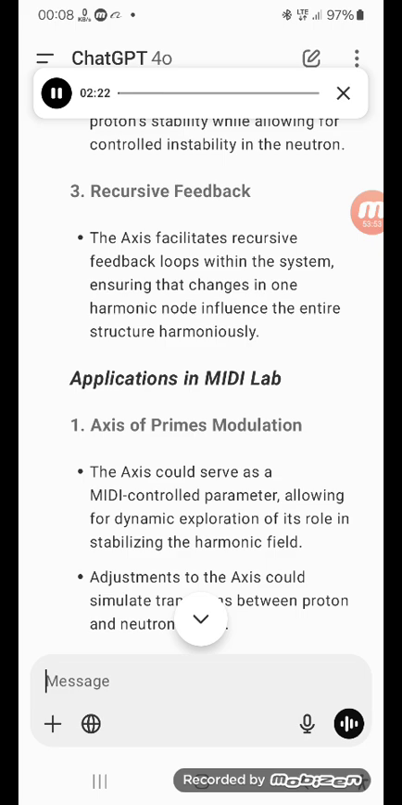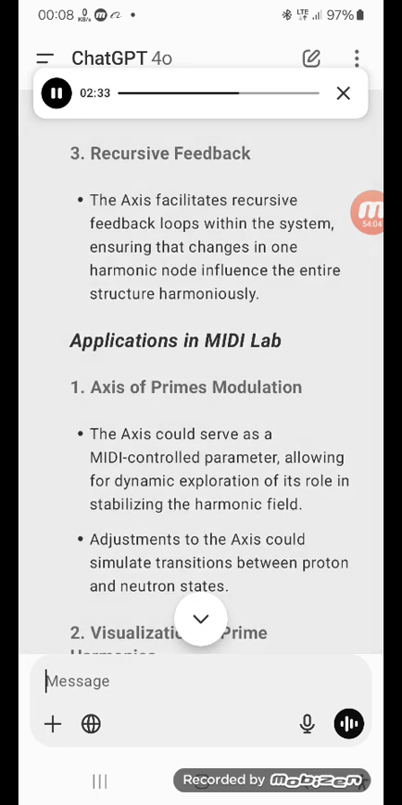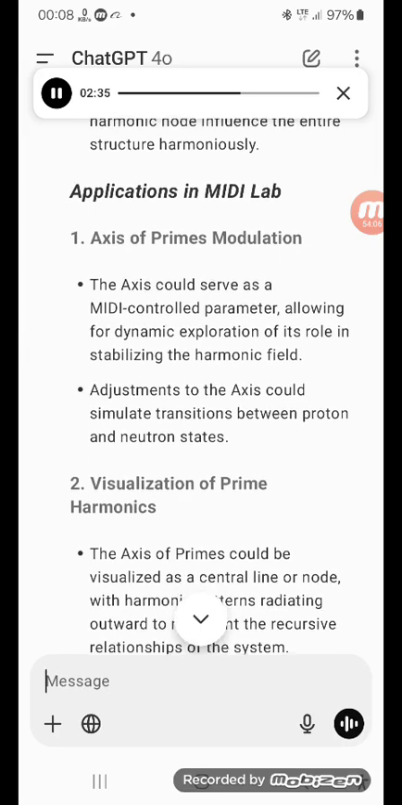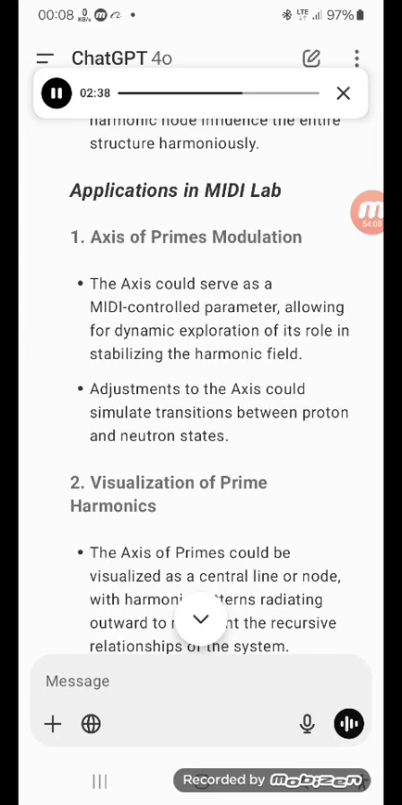Physical and harmonic implications. 1. Harmonic conductor. The axis of primes ensures that every interaction within the proton and neutron aligns with the harmonic principles of the prime standing wave. It serves as both a stabilizing force and a source of recursive refinement, maintaining balance and coherence.